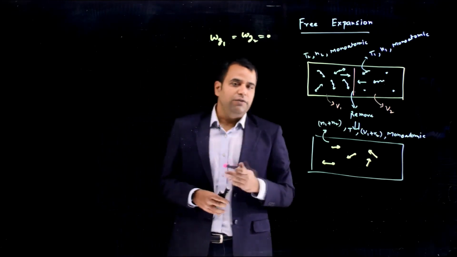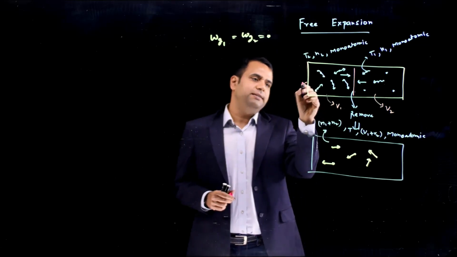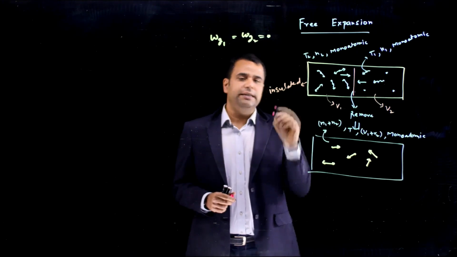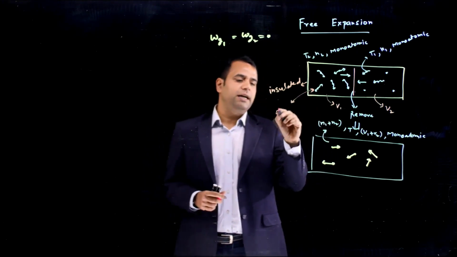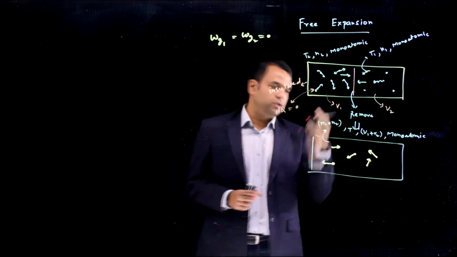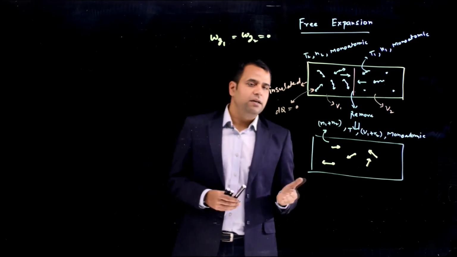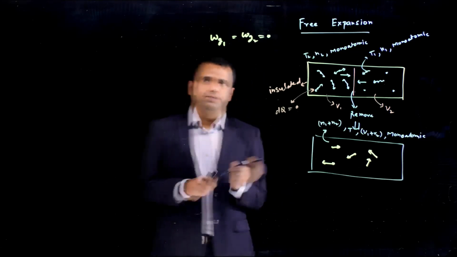Now if you see, this chamber is completely insulated. Since this chamber is insulated, there will be no heat transfer between the chamber and the surroundings. So dQ will be 0. During this process, no heat will come from outside or go from inside. So dQ is 0.